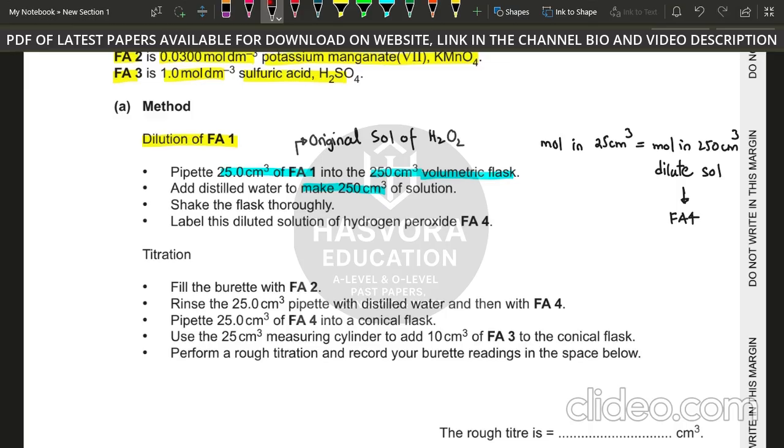Then we have to perform the titration. Fill the burette with Fa2. Fa2 was your KMnO4, your potassium permanganate. Rinse the 25 cm cube pipette with distilled water and then with Fa4. So we have to rinse it with the water and then rinse it with the dilute solution of the hydrogen peroxide, because we are going to be adding it.